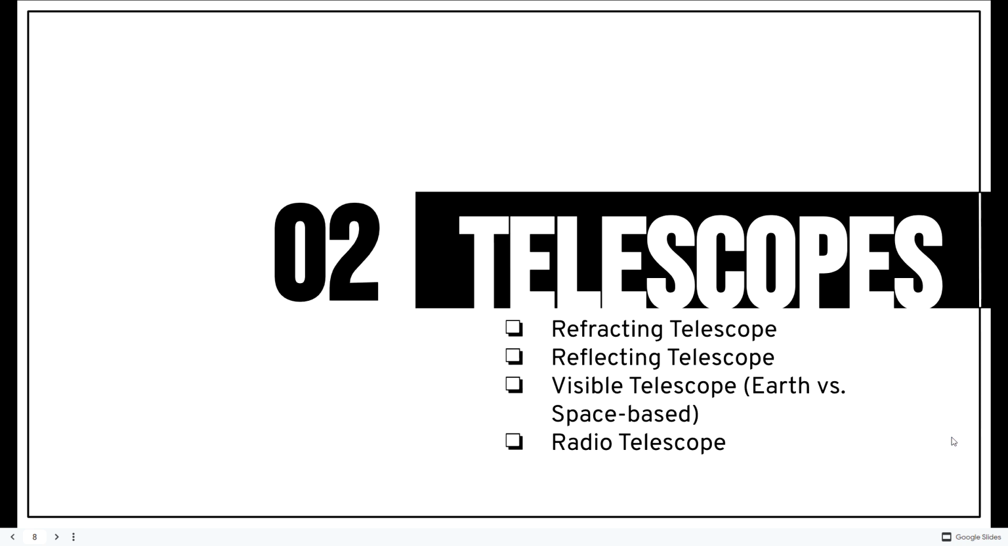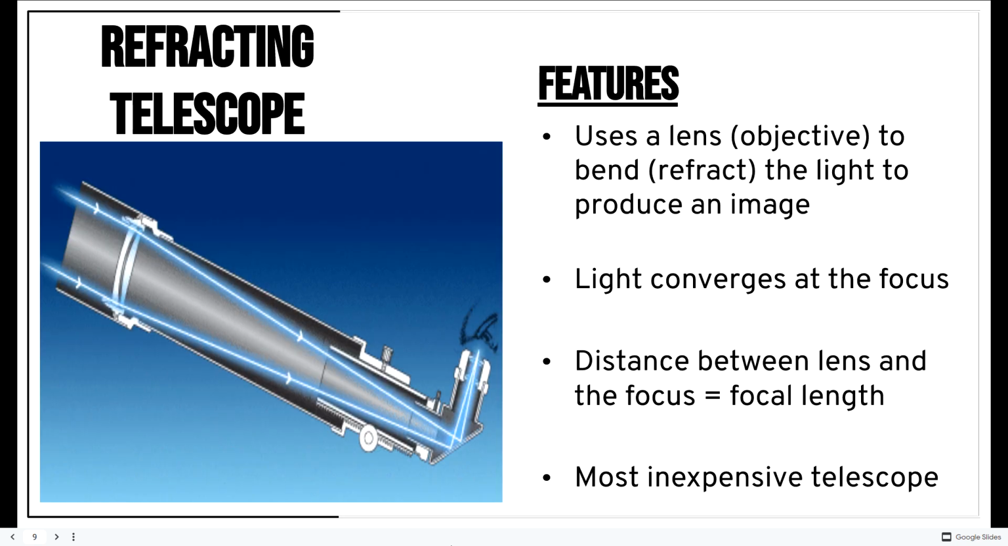Telescopes. We're going to be talking about several different types of telescopes, but the telescope is the main tool of astronomy. It's what we use to view the night sky. So, features of a telescope. You have a lens, which is the objective lens where you're looking in. They are going to bend and refract light to produce an image.